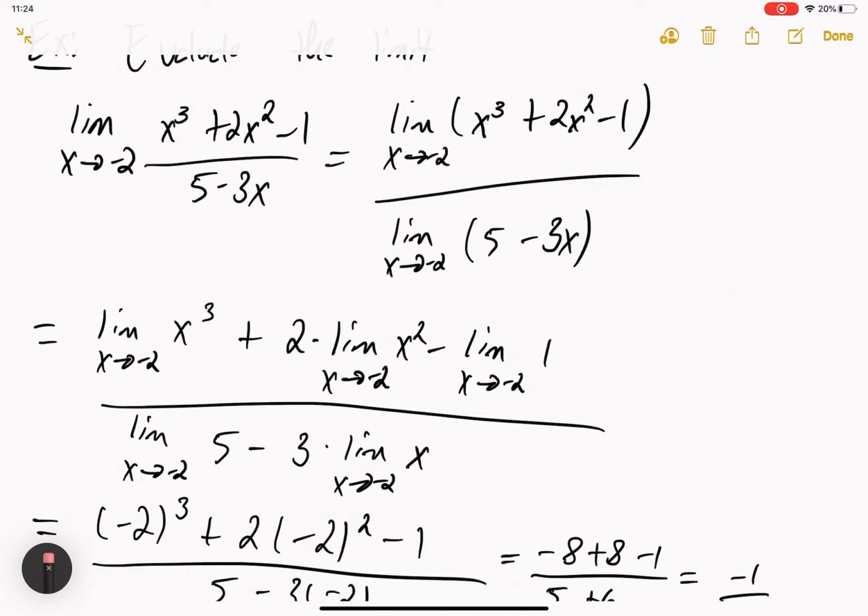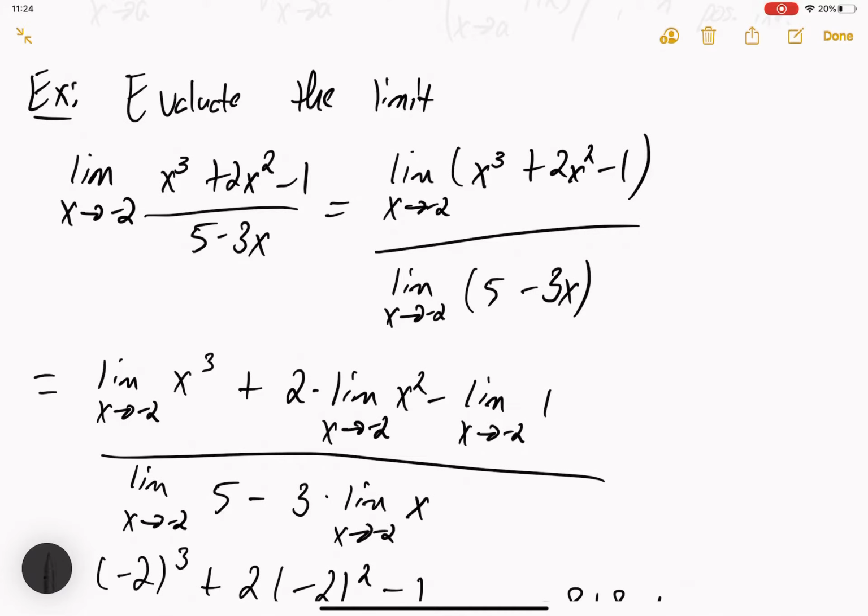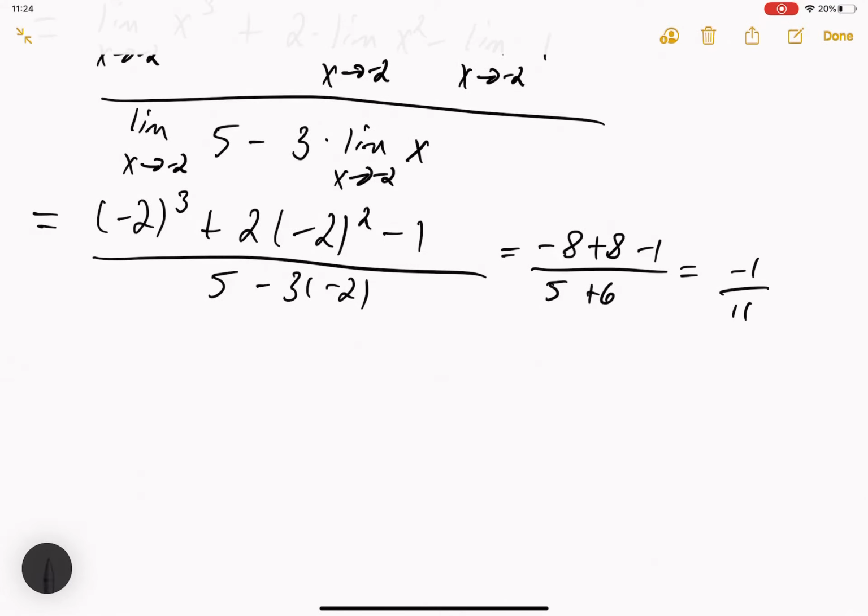Sorry, I keep tripping up over my words. It's easier to write in math than it is to say it. But basically, if we just plug in -2 right here, we get the same thing as right here, which is our end result. And that's the idea behind the next thing we're going to go over, which is called the direct substitution property.